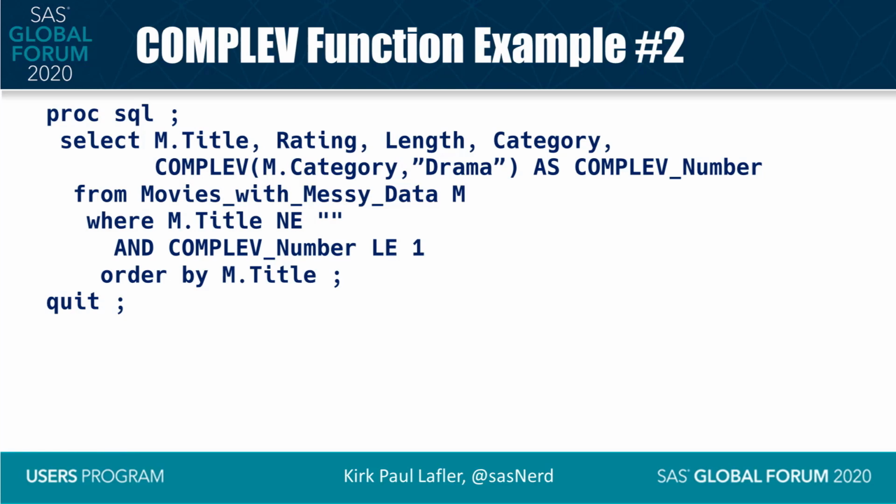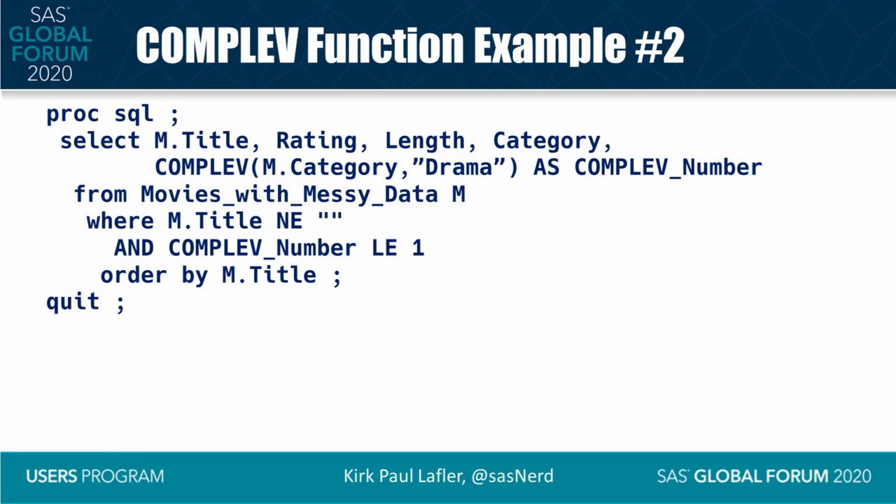Now that we have a better understanding of how the COMPLEV function works and the types of values it provides, we can control it with our where clause or our on clause, depending upon whether or not we have a join operation going on. So it gives us the ability to control what type of output, what type of matches we want or don't want.